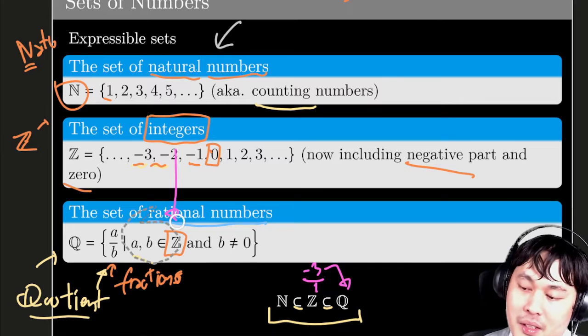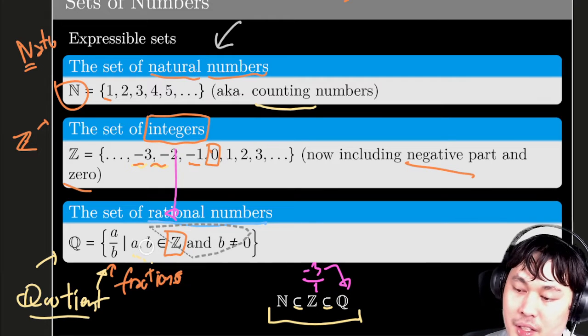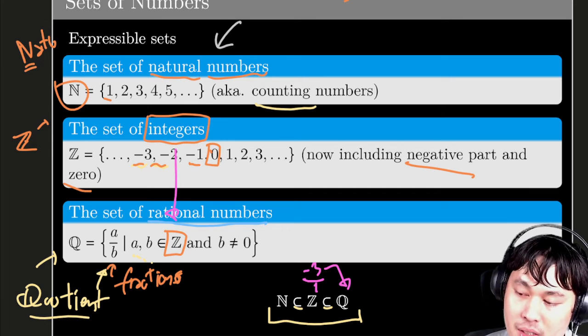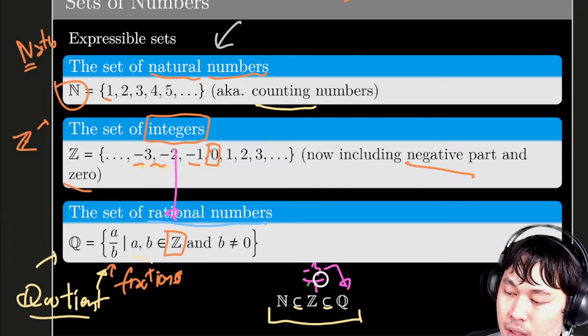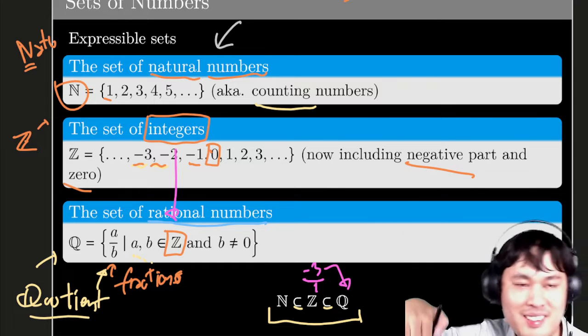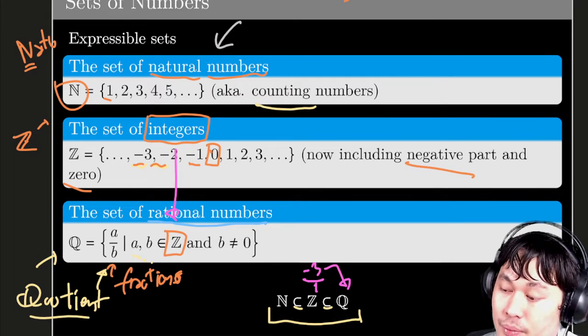It has the requirement we need. They are both integers, and the bottom, the denominator, is not 0.